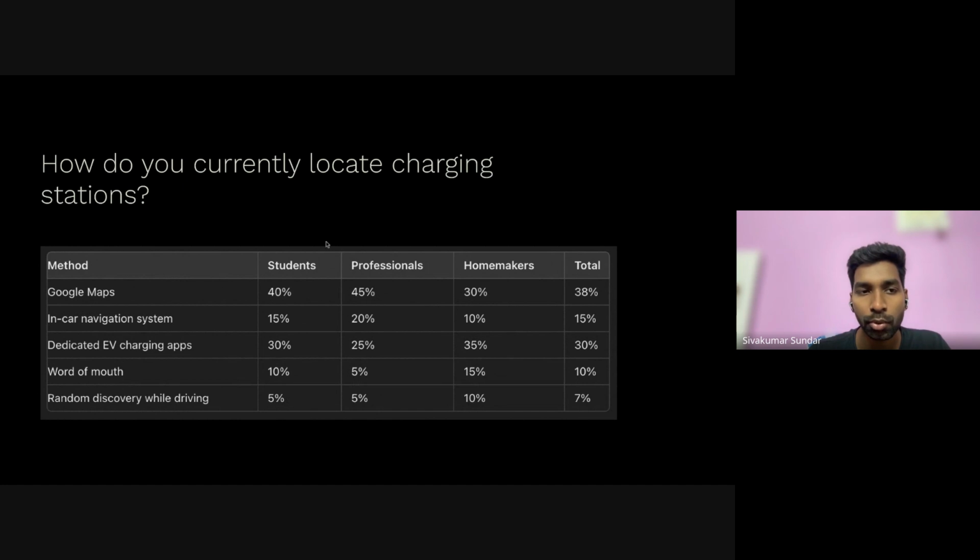And how do you currently locate charging stations? These are the different methods they use today. It's mostly Google Maps, or dedicated EV charging apps, or word of mouth. You talk to people and someone tells you, hey, there's a charging station nearby, go there. Or random discovery while traveling. This is how people do it today.